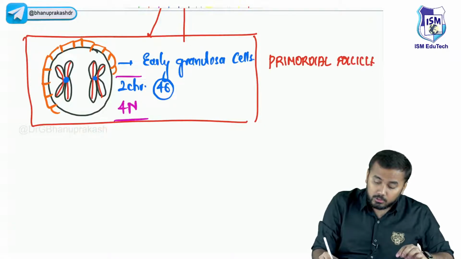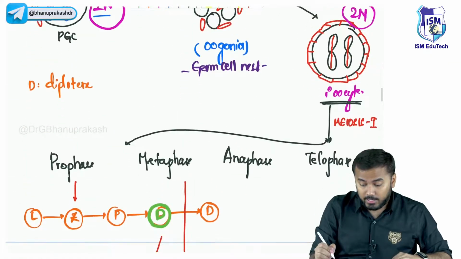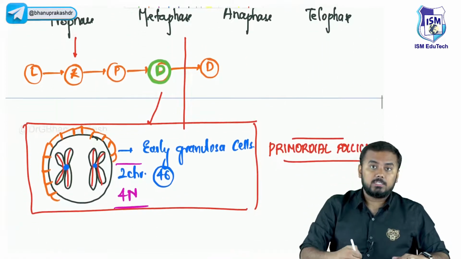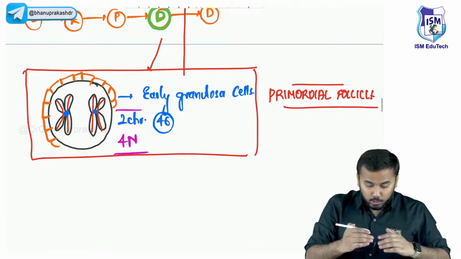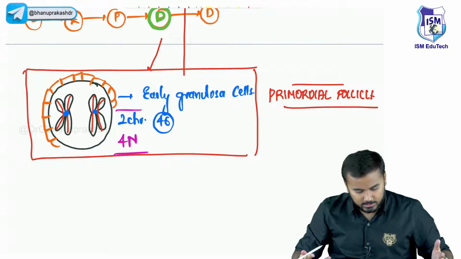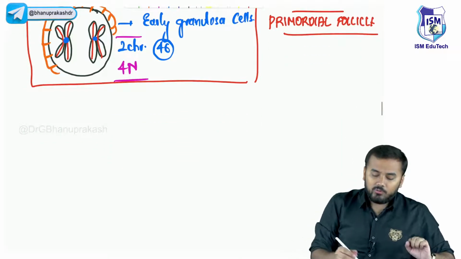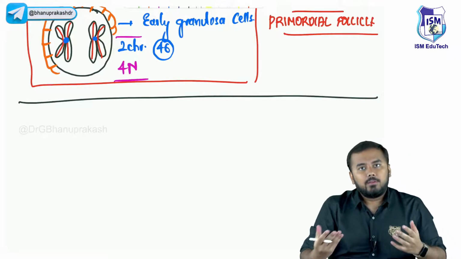Primordial follicle. So you might get a doubt, sir: the primary oocyte has undergone all these stages and arrested in the diakinesis stage to form this primordial follicle? Yes. Clear? Now what will happen? Baby's birth will happen, right?